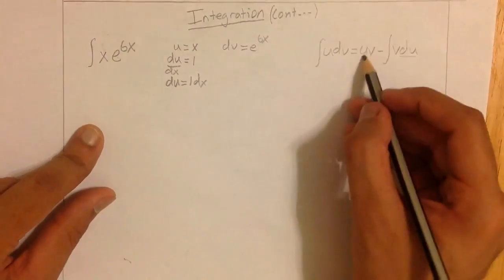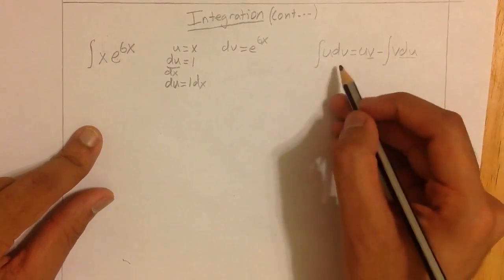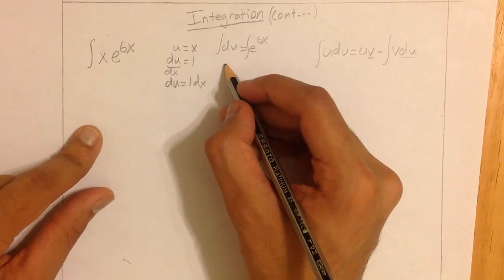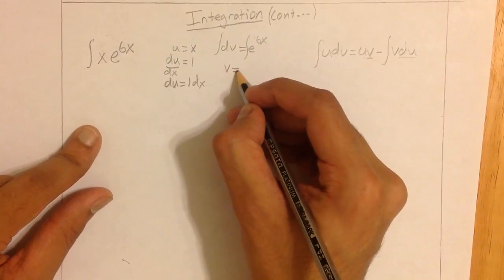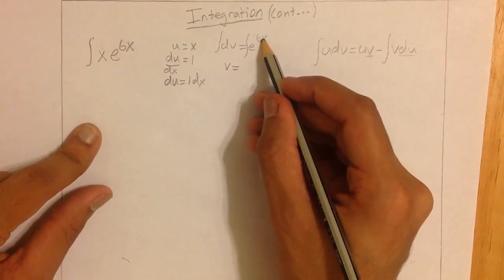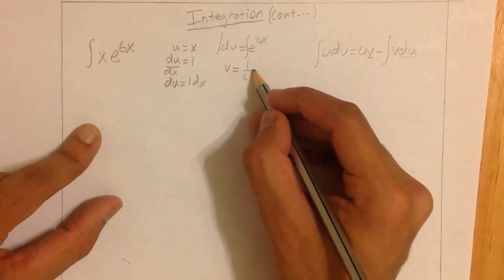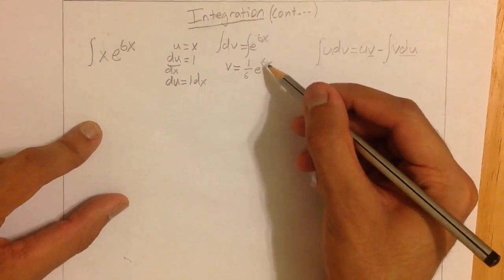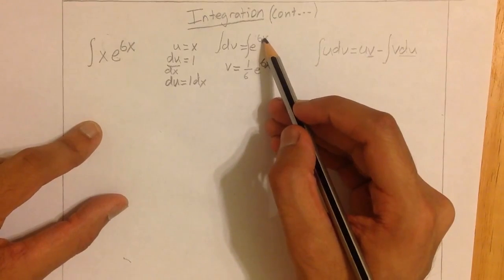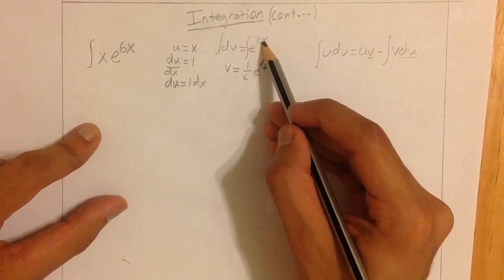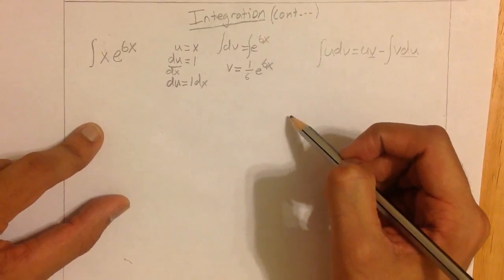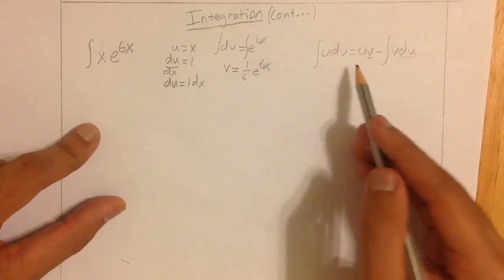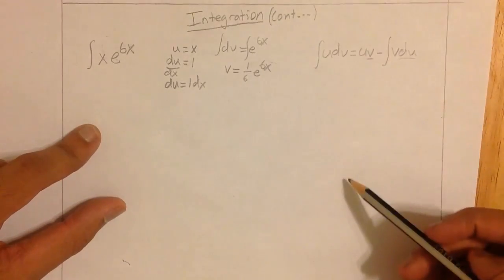Then let's find v, the other component of this equation. So if we integrate both sides, we get that v is equal to the integral of e to the 6x, which is 1/6 e to the 6x. If you're wondering how I knew this so fast, this is because you can use a u substitution. Set u equal to 6x, then follow the method that we did with the previous examples, and you should come up with this result. So now we have all four variables for this equation.